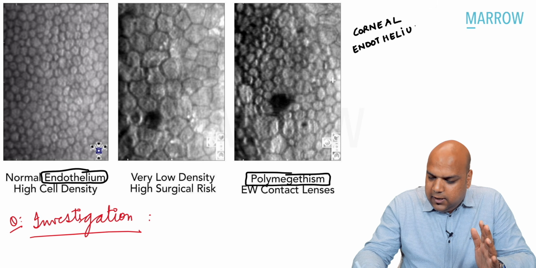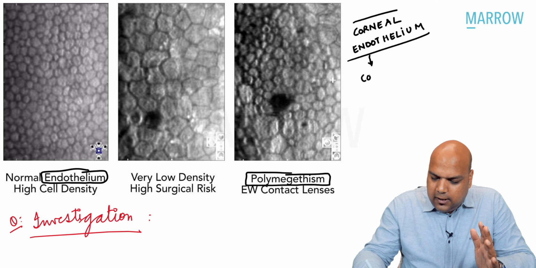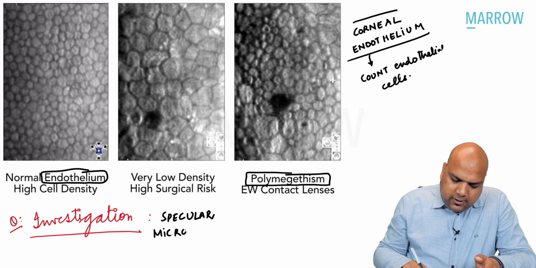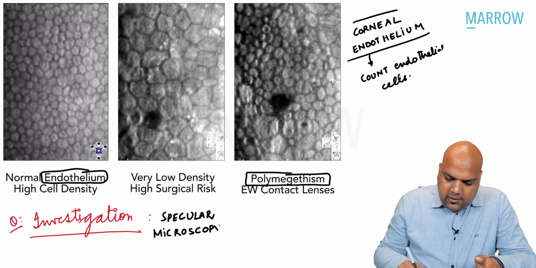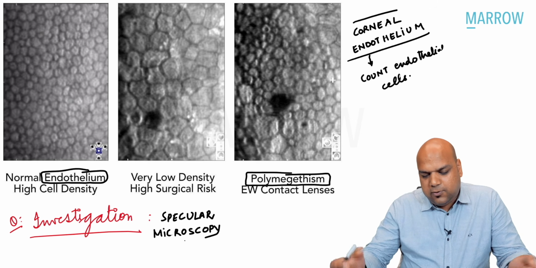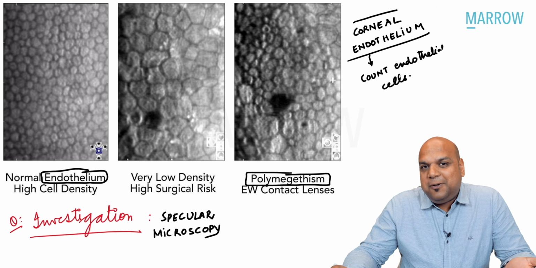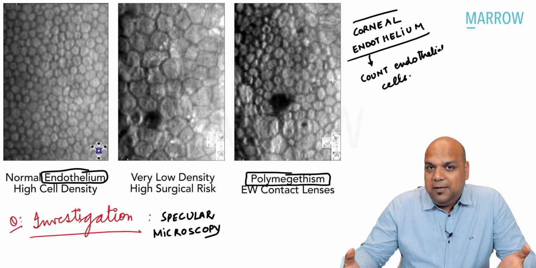When we have corneal endothelium photographs, what can we do? We can count the endothelial cells. When we count endothelial cells, which investigation are we doing? Specular microscopy. Or otherwise, you should have thought it looks like a microscopic image where cells are seen, and the answer straight away would have been specular microscopy, right? There are both the ways of doing this image.